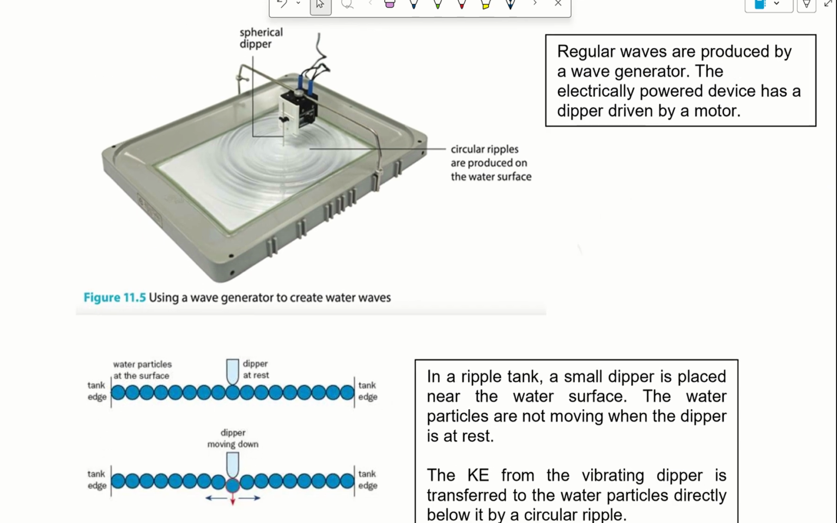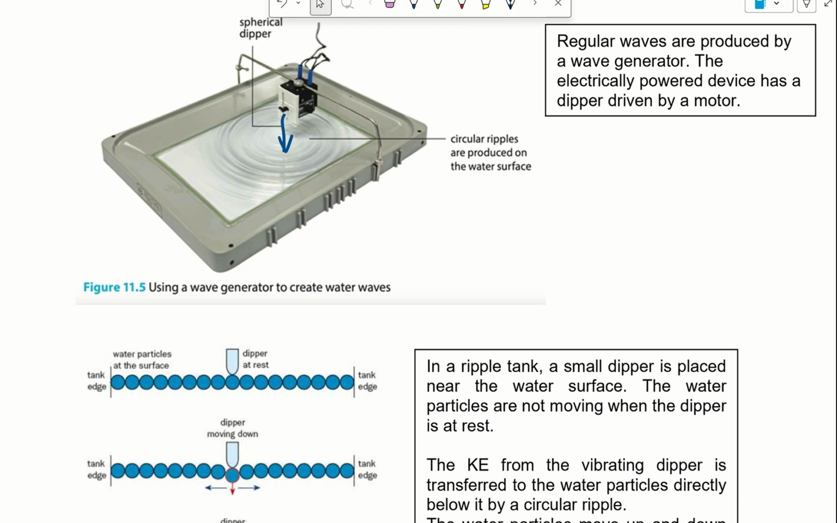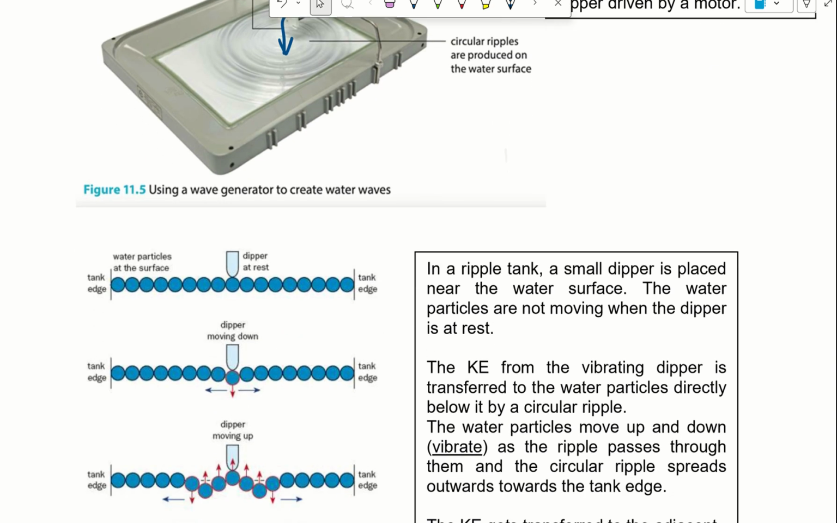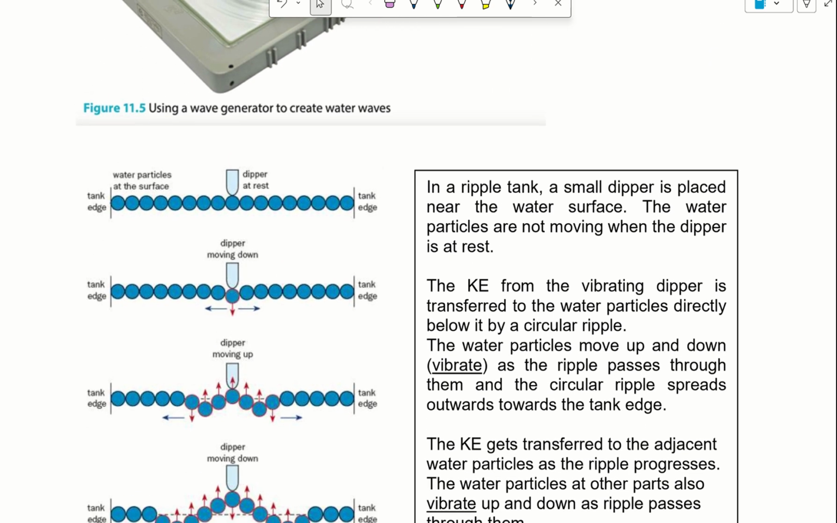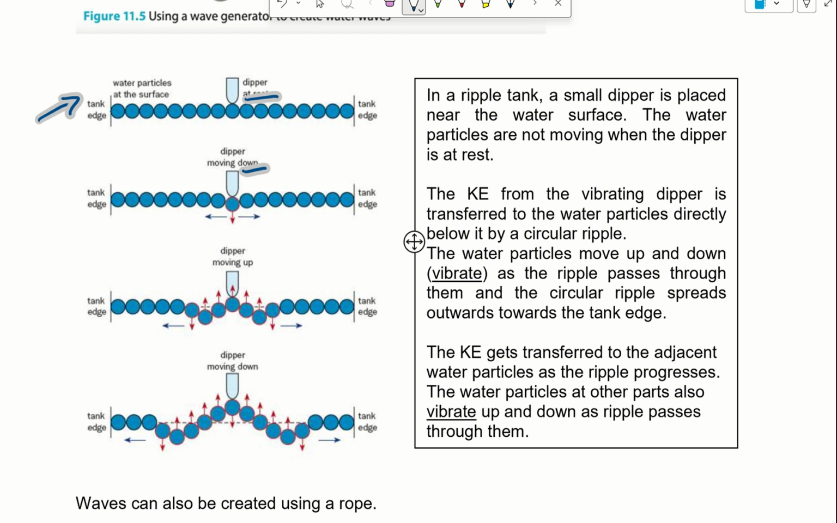Okay, so the regular waves are produced by a wave generator, an electrically powered device that has a dipper driven by a motor. So basically the motor will drive a dipper up and down. Okay, so it is being shown here in this diagram. As you can see from the first diagram, when the dipper is at rest, it's not moving. Okay, so the water particles at the surface are in their rest position. However, when the dipper starts moving downwards, okay, the particles that are being disturbed will move up and down. Okay, and this causes the other particles beside it to be going up and down as well.